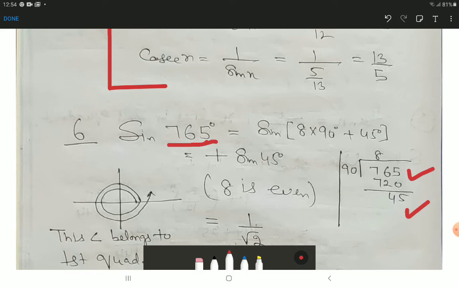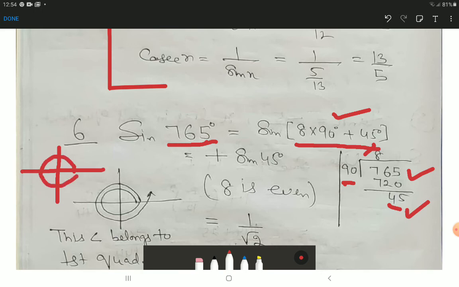So by the division algorithm, dividend is equal to divisor into quotient plus remainder. So 765 is equal to 8 times 90 plus 45. You can calculate and recheck it also. Now we will have to see in which quadrant this angle lies. One quadrant is of 90 degrees. So this is 90 degrees, second 90 degrees, third, fourth, fifth, sixth, seventh, eighth 90 degrees plus something. So this angle lies in the first quadrant.